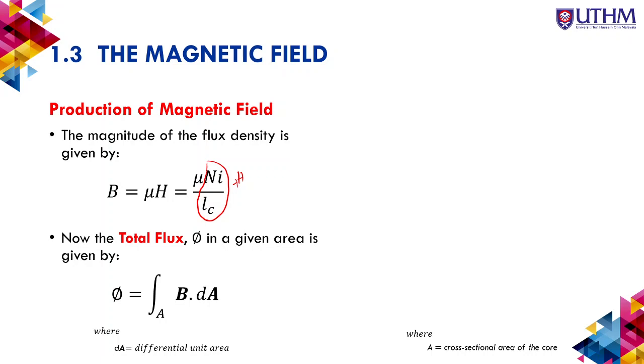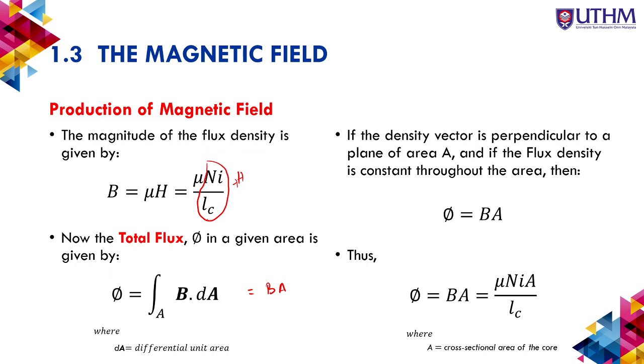So B times the area A, area 1, area 2, area 3. If B is constant, it becomes B outside the integral. If the flux density vector is perpendicular to a plane and the flux density is constant throughout the area, the flux becomes BA. Then we replace again with the given equation, and we get the equation. Later on you can play around with it.